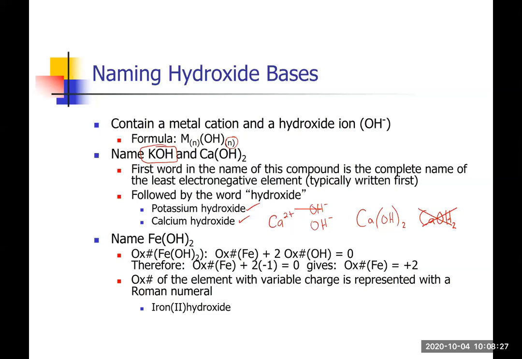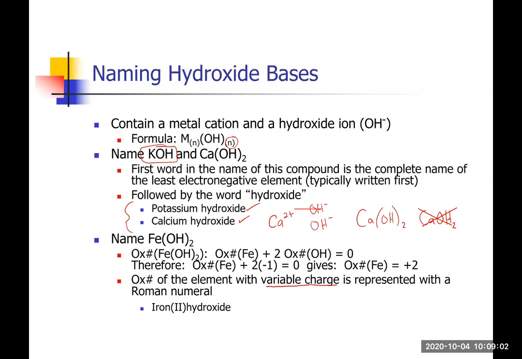Let's look at something like iron hydroxide and see how we're going to name that. And it won't be named the same way as potassium and calcium hydroxide, because these are representative elements and they have an oxidation state that is always the same. Potassium is always +1, calcium is always +2. Iron is a transition metal. It comes from the d block, and so it's going to have variable oxidation state, or we could call that variable charge, knowing that it's actually an oxidation state.